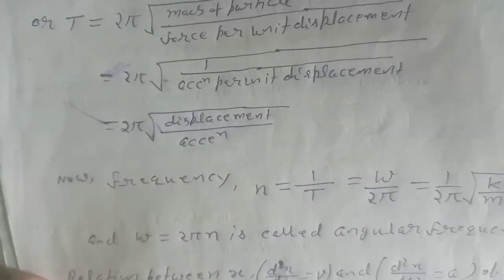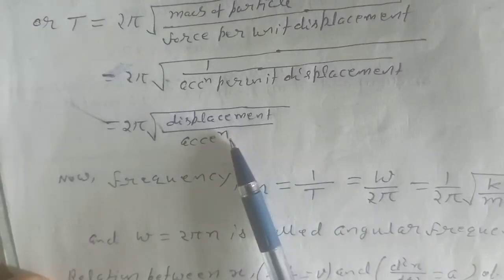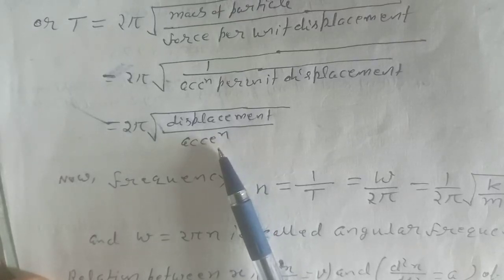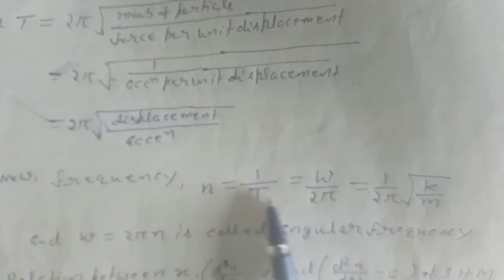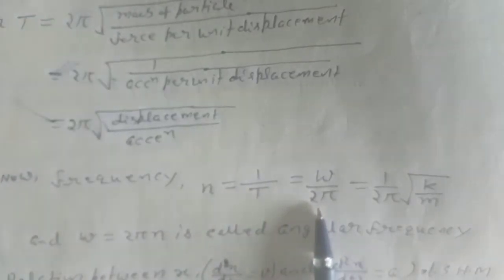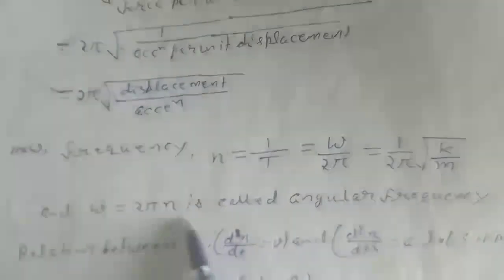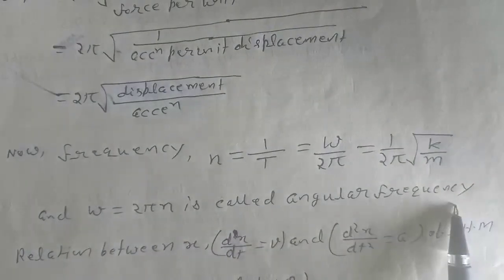Next, frequency. From this equation it is clear that the period, that is the time period of oscillation, is independent of the amplitude of the motion. Now frequency: the frequency n of the oscillating particle is given by n = 1/T, that is 1 by time period, or ω/2π, or (1/2π)√(k/m), and ω = 2πn is called the angular frequency of the motion.